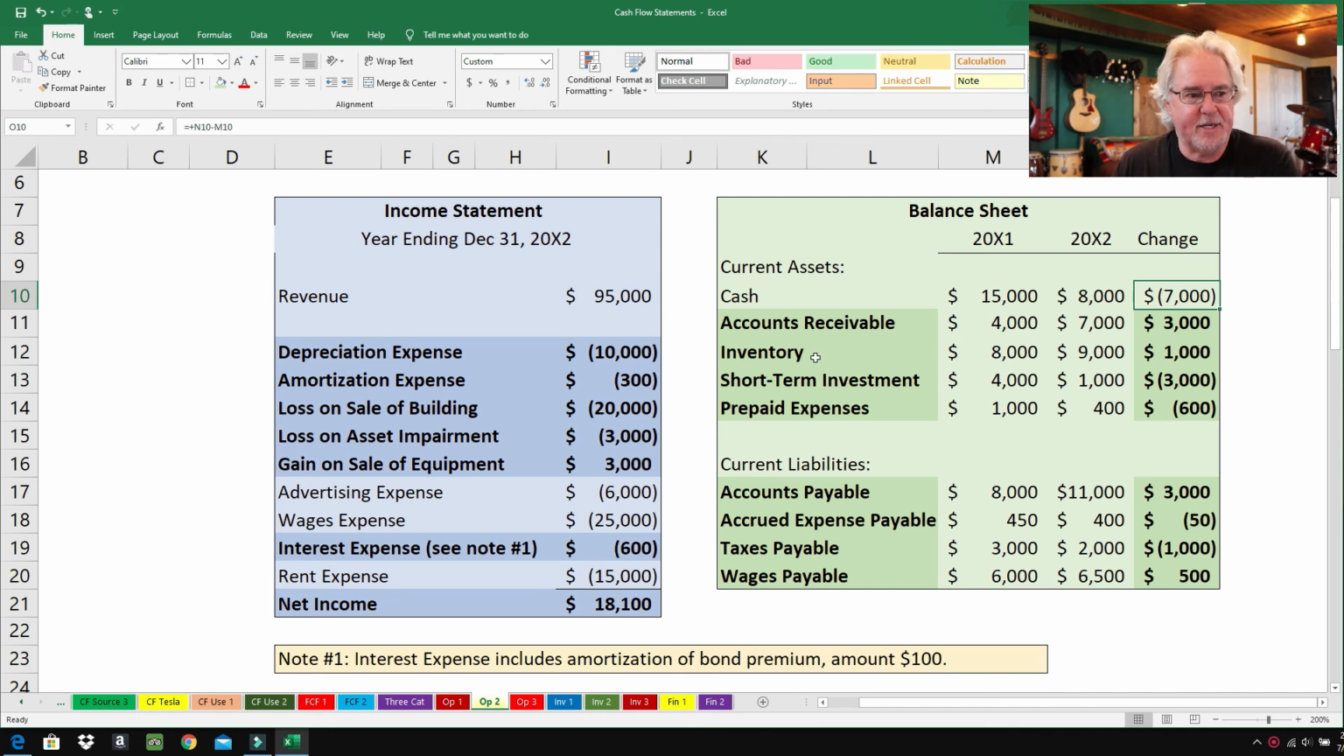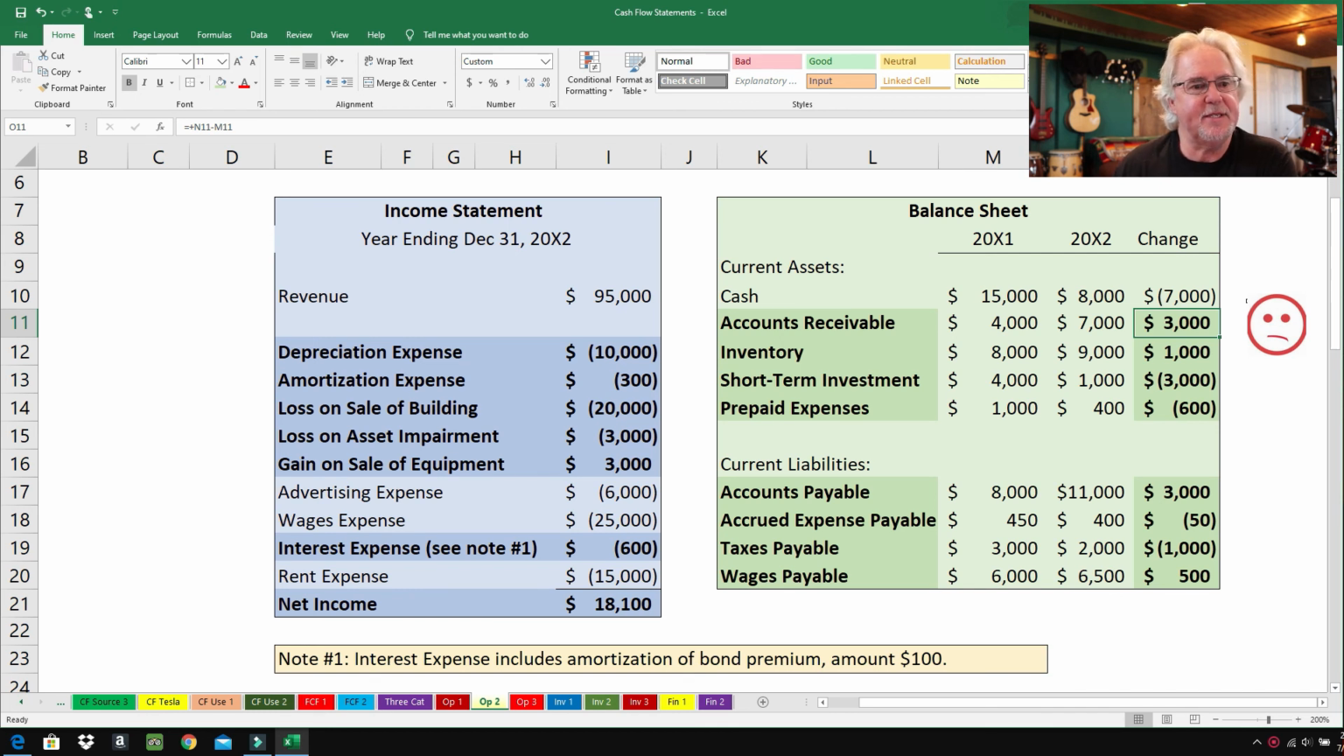Well, we look at current assets and current liabilities. Accounts receivable was 4,000, now it's 7,000. It increased by 3,000. Now when accounts receivable increases, that means you're doing your job, you're claiming the revenue, but you're not getting paid. And that is not good for cash flow. So whenever accounts receivable goes up, cash flow goes down.